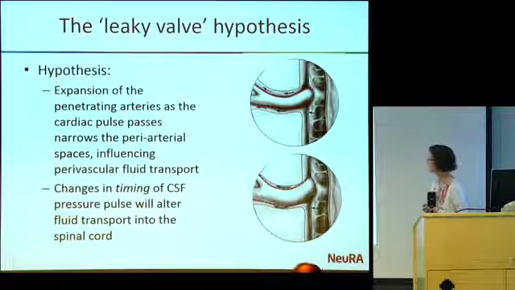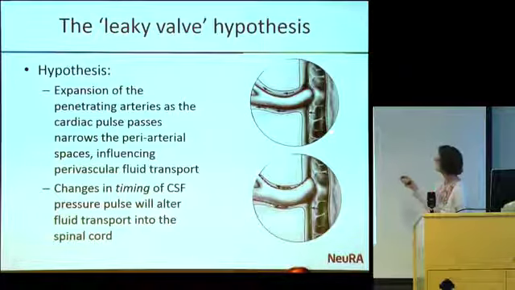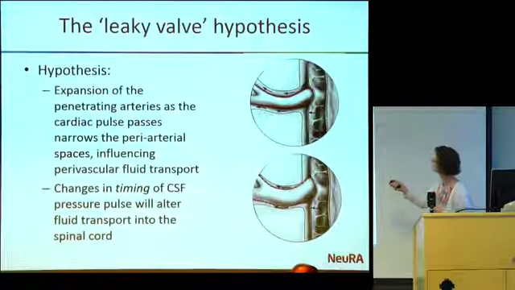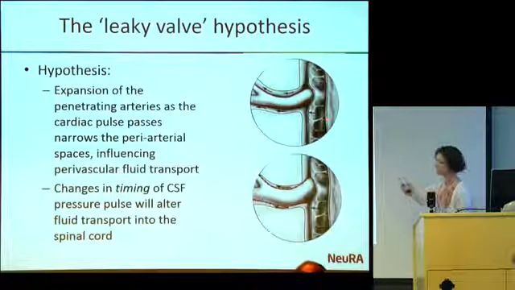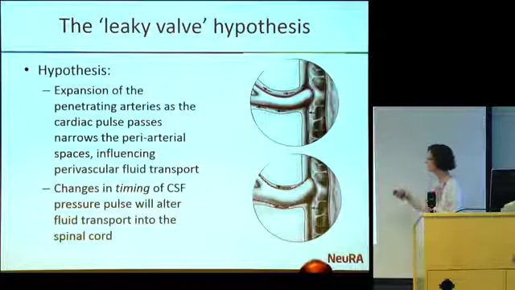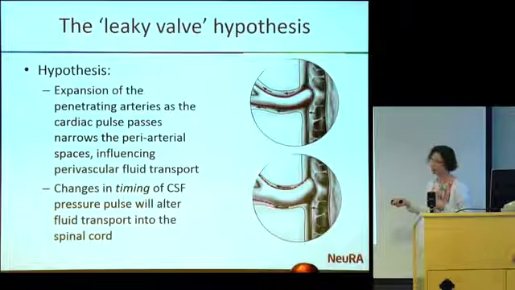And our hypothesis is this. Marcus showed a different version of this sort of figure. The idea basically is that at the time that the arterial pulse wave comes through these small penetrating arteries, arterioles, into the spinal cord, the artery expands as the bolus of systolic blood flows through it. Depending on that timing relative to the peak pressure of the CSF in the spinal subarachnoid space, this might act as a variable resistance valve.